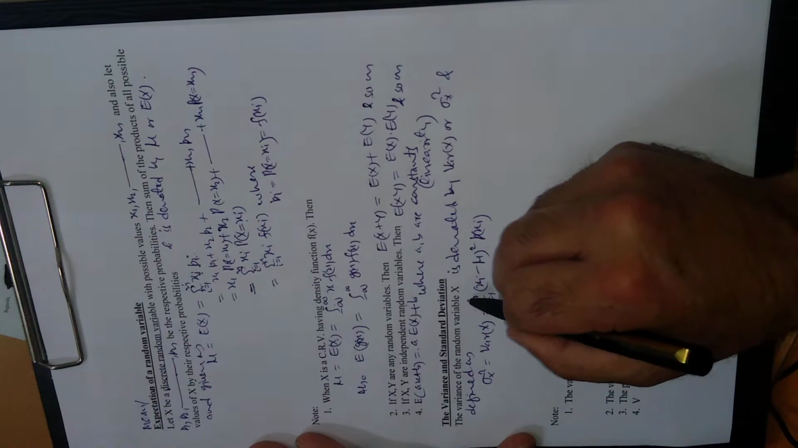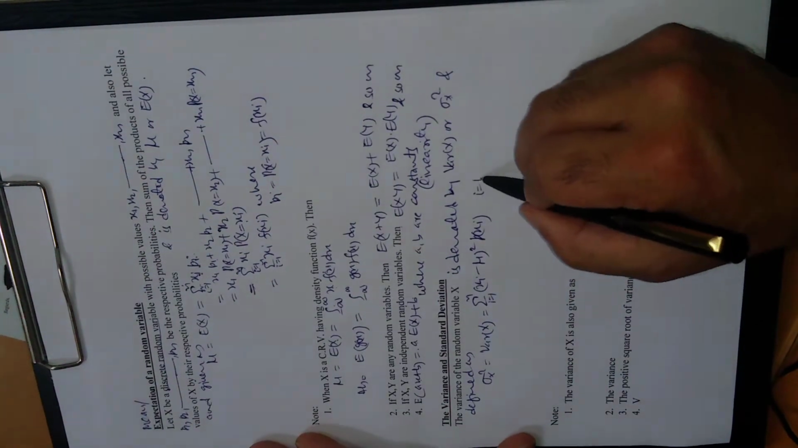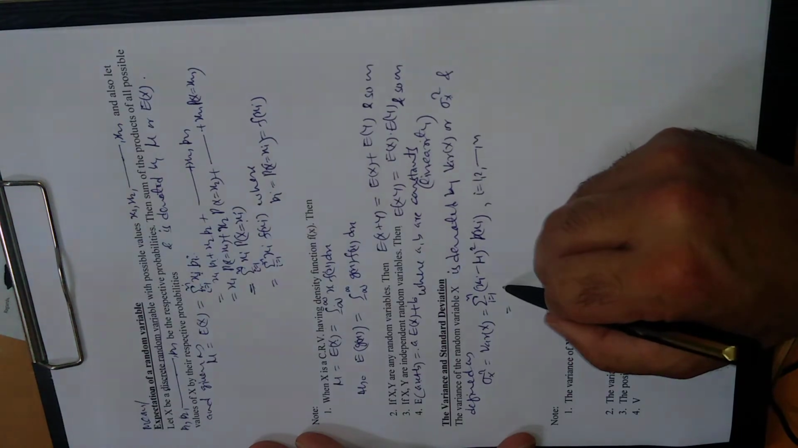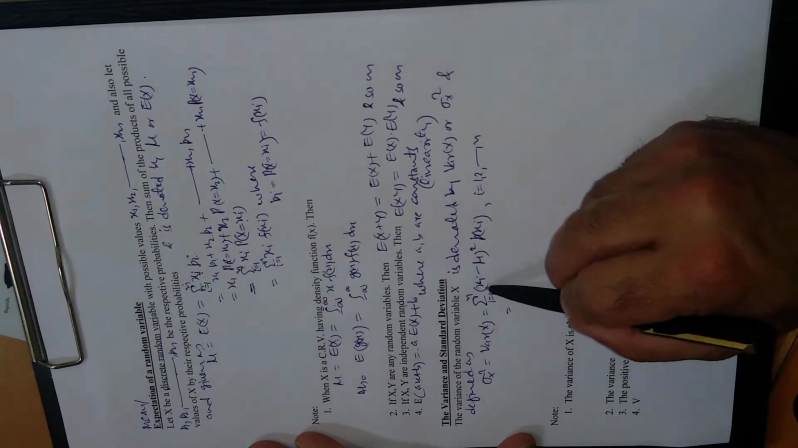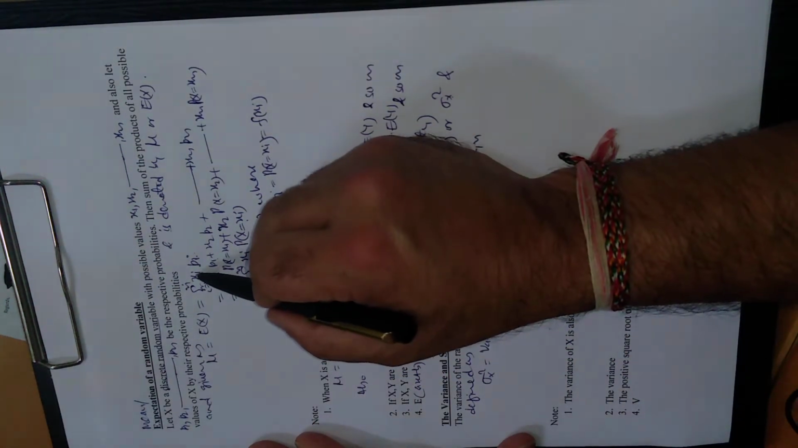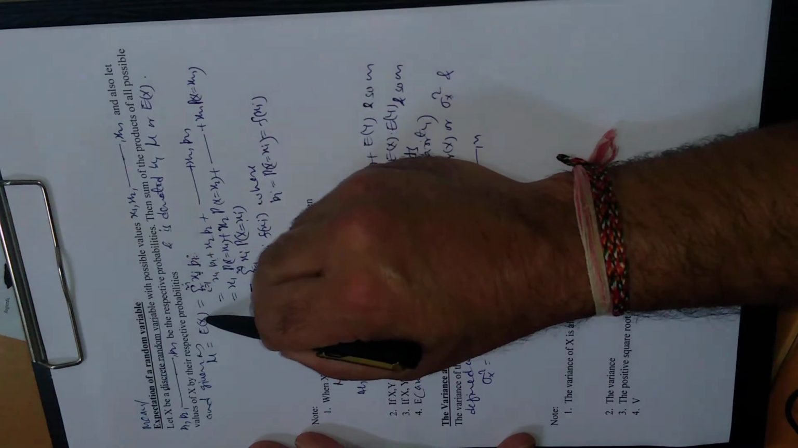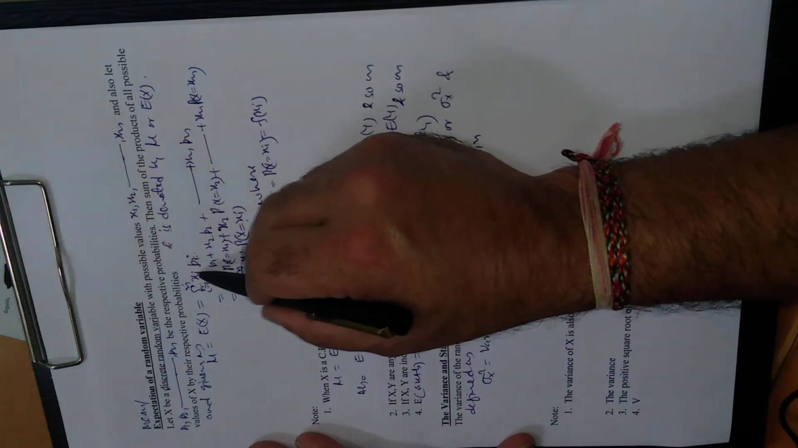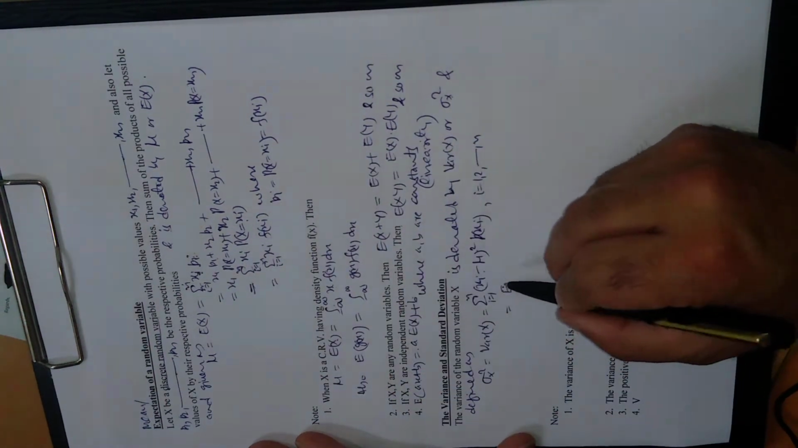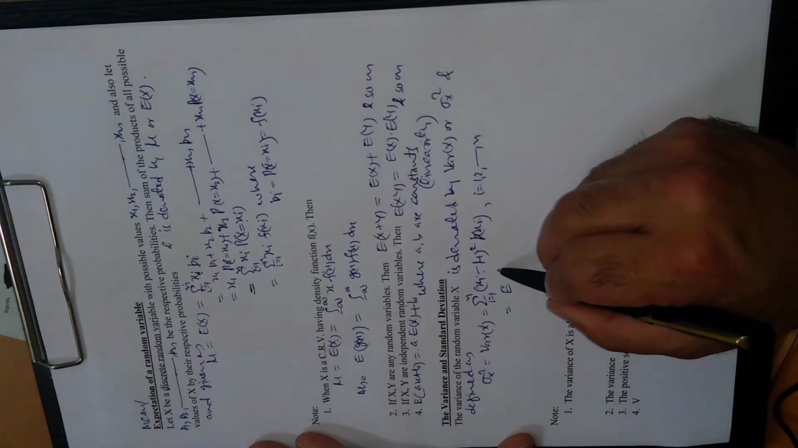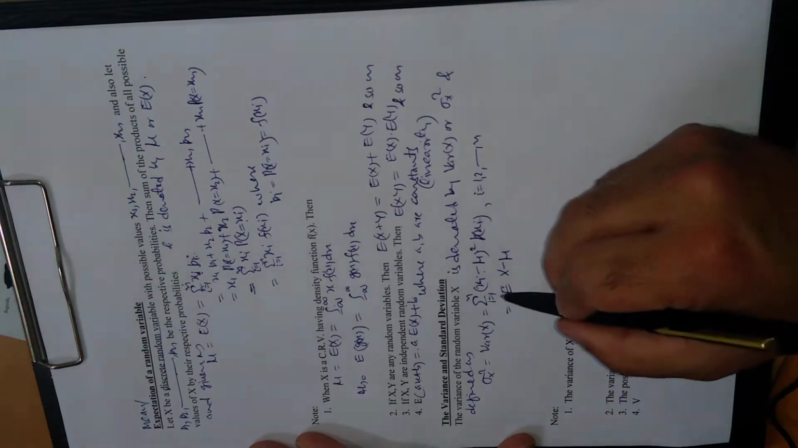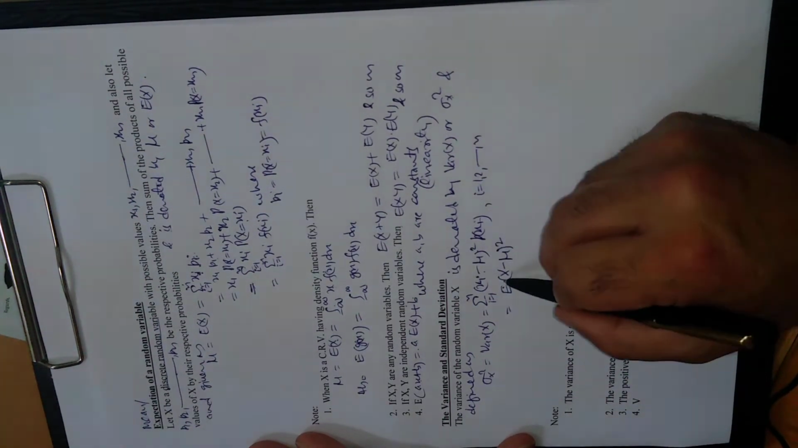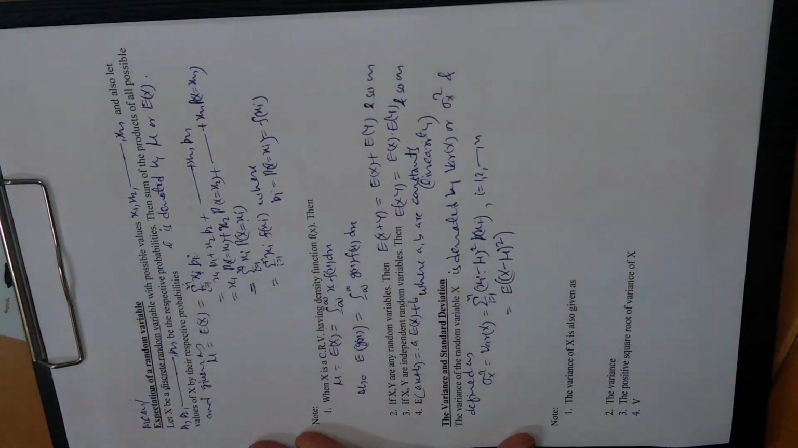Here i varies from 1 to n, which can be written as... compare this result with this one. If there is xi pi, then there is (xi minus mu) whole square into p of xi. The rest is the same, only this is different. So this can be written as E of (x minus mu) whole square. This is the expected value of this one.